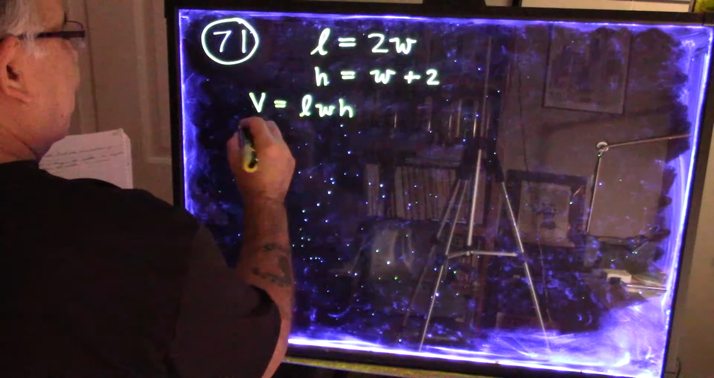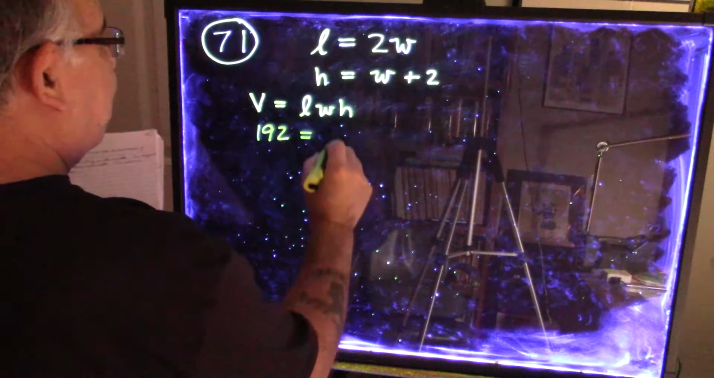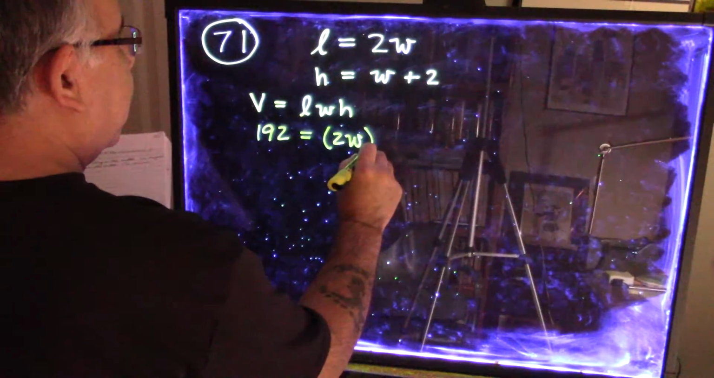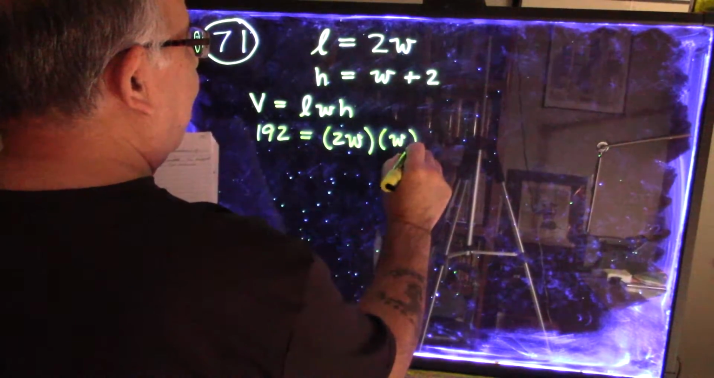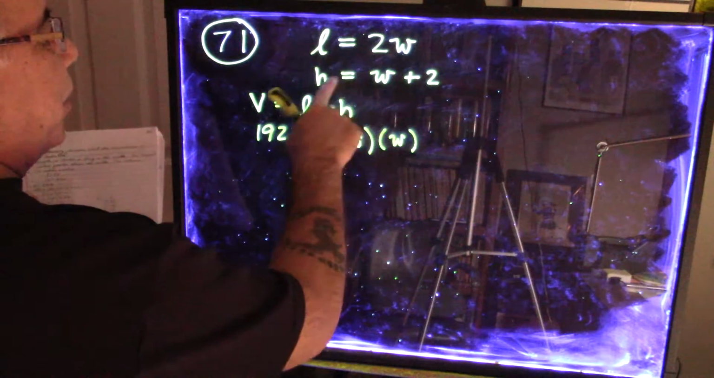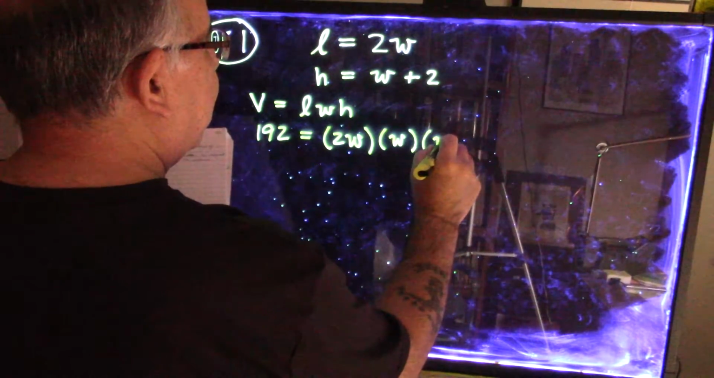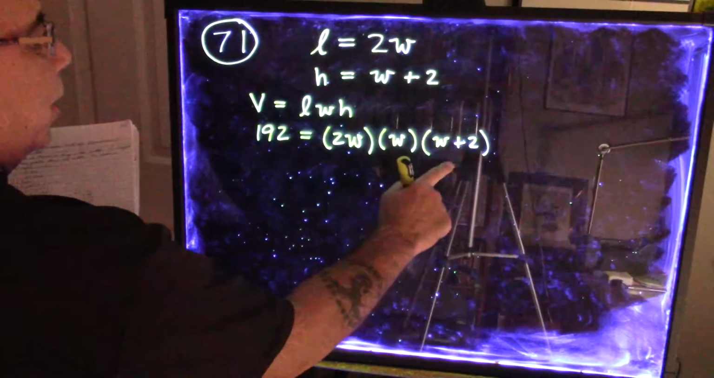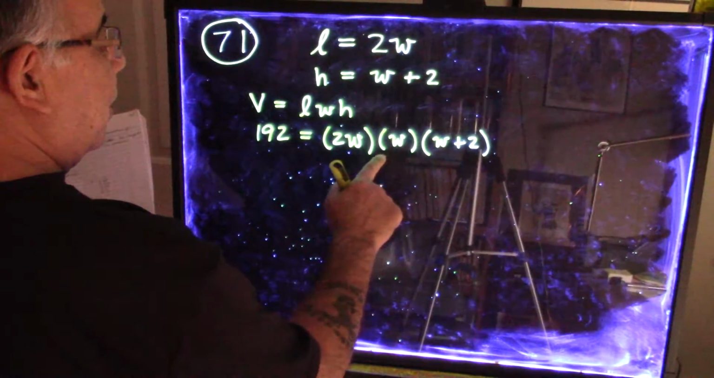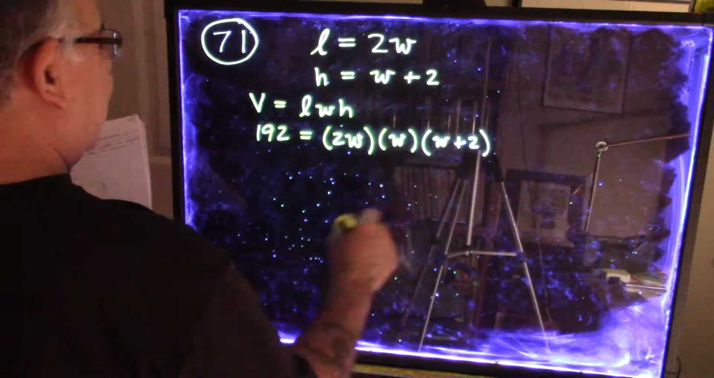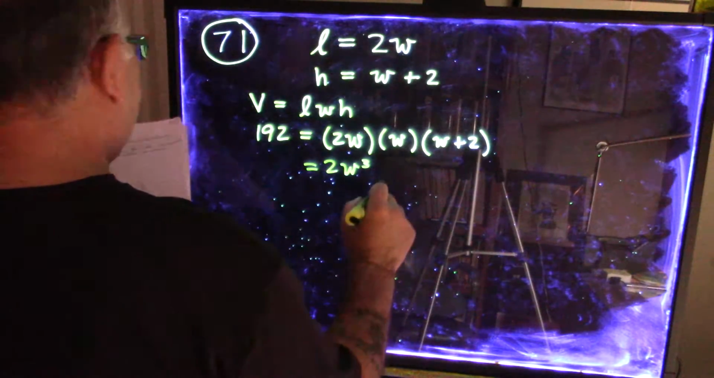All right, so the volume is 192. That equals length, which is 2W, times width, W. Apparently we're going to use W's for our variable to solve for. Once we know what W is, we can use these equations again to solve for the other 2 variables. And height is W plus 2. So there's length times width times height. Okay, and you multiply everything together. 2W times W is 2W squared, and then multiply the 2W squared times that. So you end up with 2W cubed plus 4W squared.